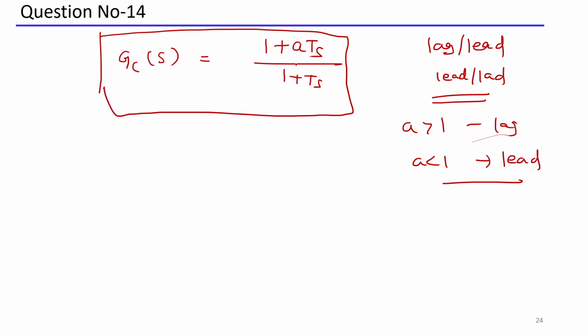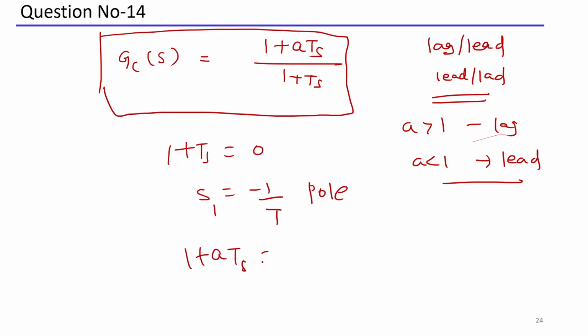Now you can see you have a pole and a zero. What is the pole location? 1 plus Ts equal to 0, so s equal to minus 1 by T. This is the pole. What is the zero location? 1 plus aTs equal to 0, so s equal to minus 1 by aT. This is the zero location.